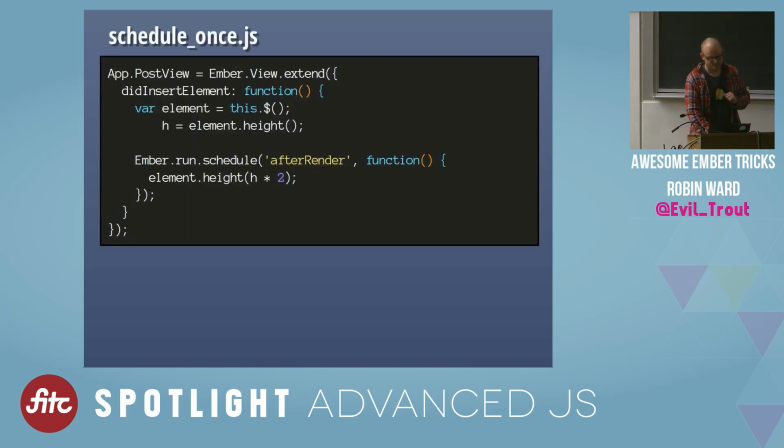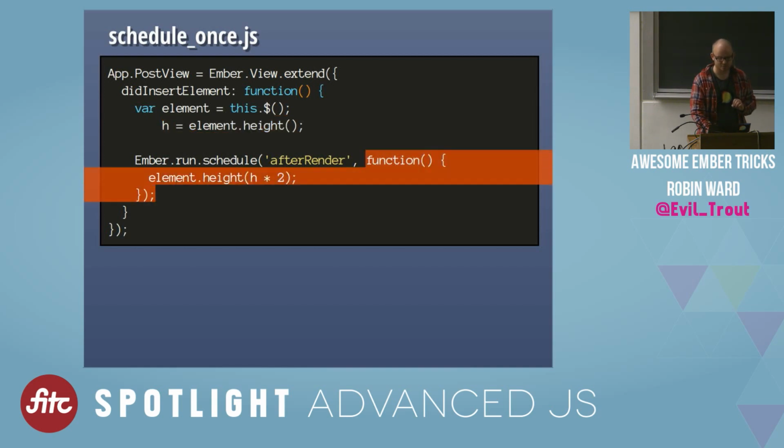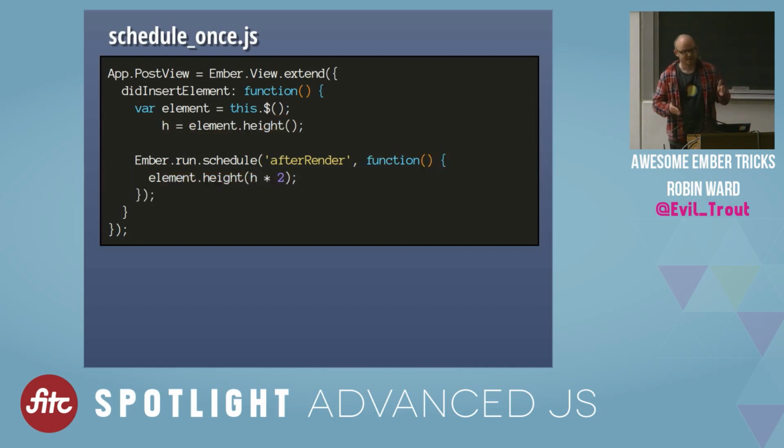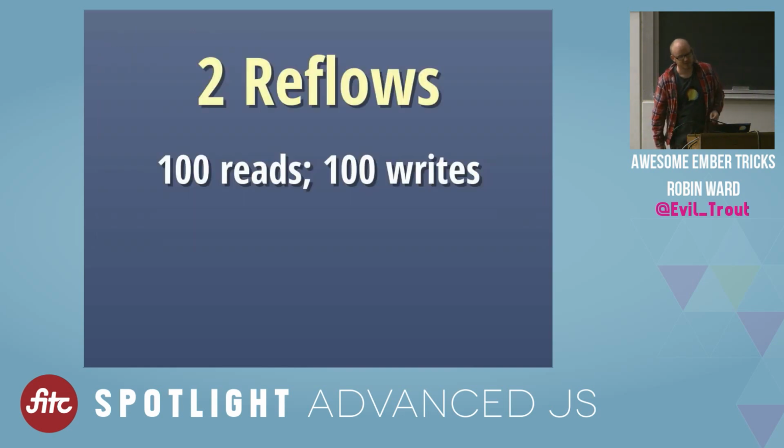So here's my de-interlaced version that uses the run loop. It's the same class, and I'm doing the same thing. I'm reading the height and putting it in a variable, but then I'm calling Ember run schedule after render. And I'm passing it a closure, and then in the closure, I'm setting the height. Now what this is doing is, the first time it's called, it'll instigate a new run loop, and then it'll add all those element heights to the next event queue. So we do all the reads in one go, and then when the event loop runs, it does all the writes. So instead, what you get is 2 reflows, and that's much, much faster.